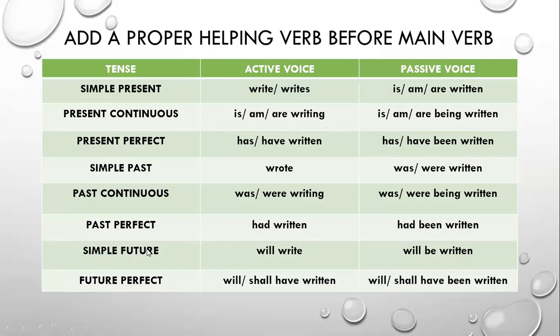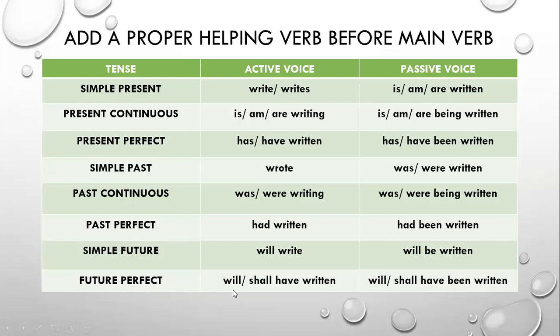Now simple future, the rule is will, shall plus V1. Sorry, I have not written shall here. Will plus first form of verb, meaning will write, and while converting it into passive voice it becomes will be written. Okay, with will, be comes in. Will or shall be written.